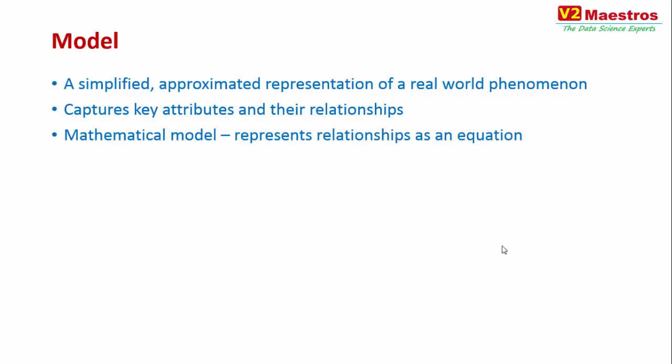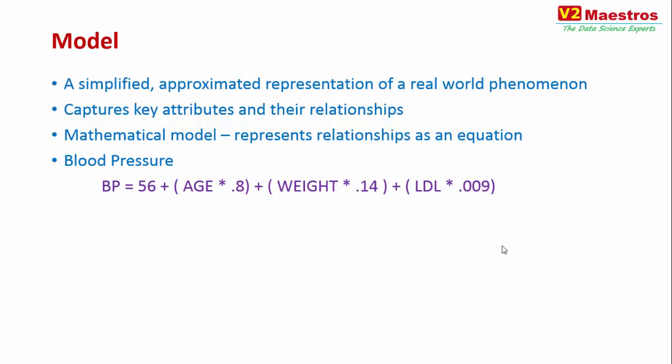Let's say an example of a model could be a mathematical model. A mathematical model is something that represents the relationships like an equation. So you can write an equation that represents the relationship between the attributes. For example, this is a formula I got from somewhere on the web. Here is a formula of how you can determine blood pressure. This is an equation: blood pressure = 56 + age of a patient × 0.8 + weight of a patient × 0.14 + LDL level of a patient × 0.009.